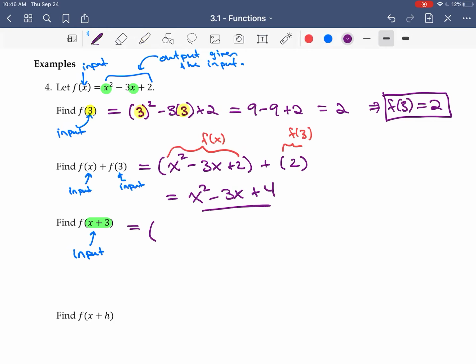So it's going to be x squared, so that means it's x plus 3 squared, minus 3 times x plus 3, plus 2. Okay, so that was my x.